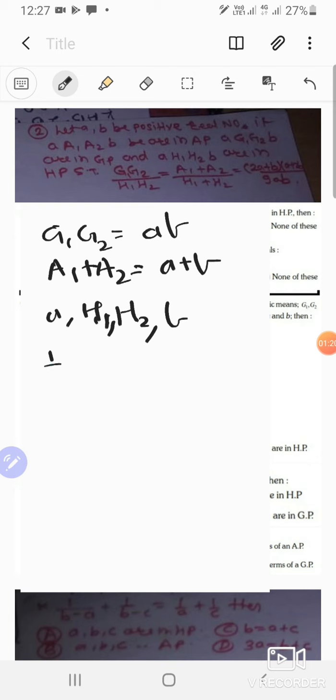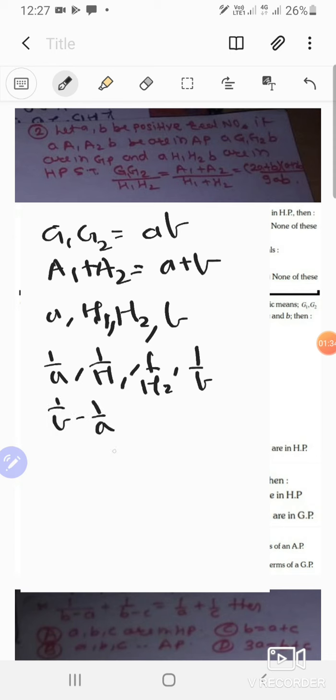These are in harmonic progression, which means that 1 by a, 1 by h1, 1 by h2 and 1 by b are in arithmetic progression, which means that 1 by b minus 1 by a should be 1, 2 and 3 times the difference. So the difference is going to be (1 by b minus 1 by a) upon 3. Okay, that should not be too difficult. So 1 by h1 is going to be 1 by a plus this difference.